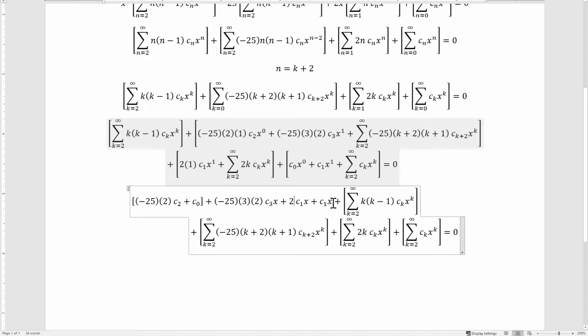So we have a couple of c sub 1s. So there's 2 c sub 1 plus c sub 1 where the x can get factored out. So let's factor out the x. And then 2 c sub 1 plus c sub 1 is just going to be 3 c sub 1.